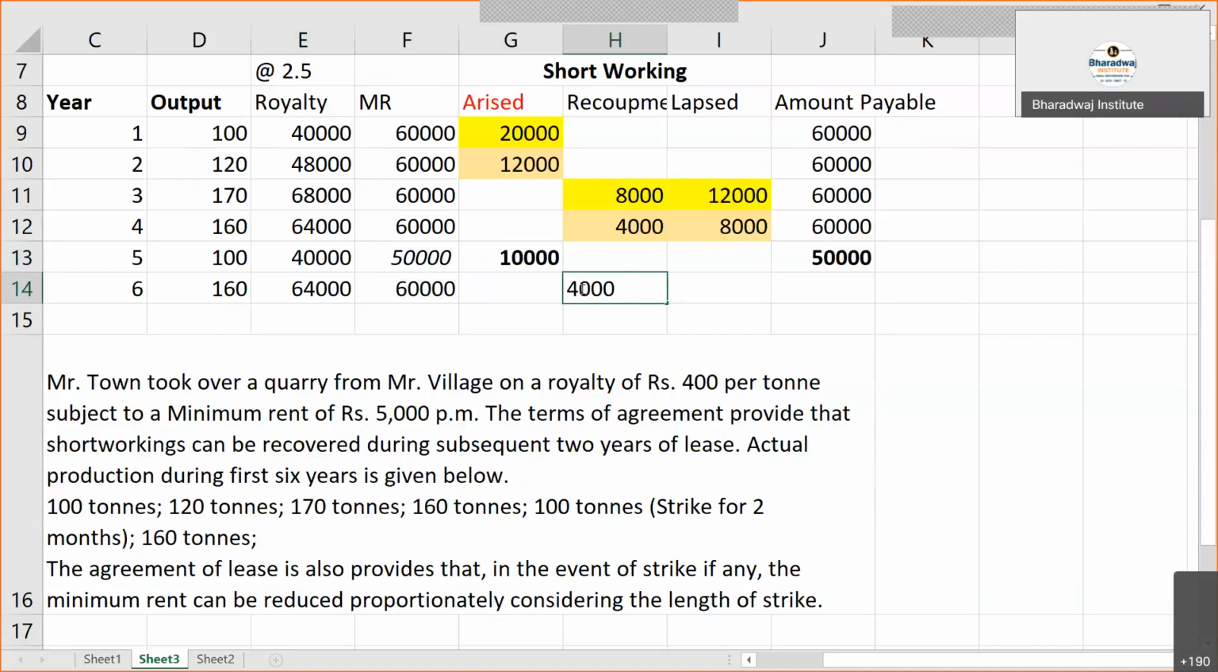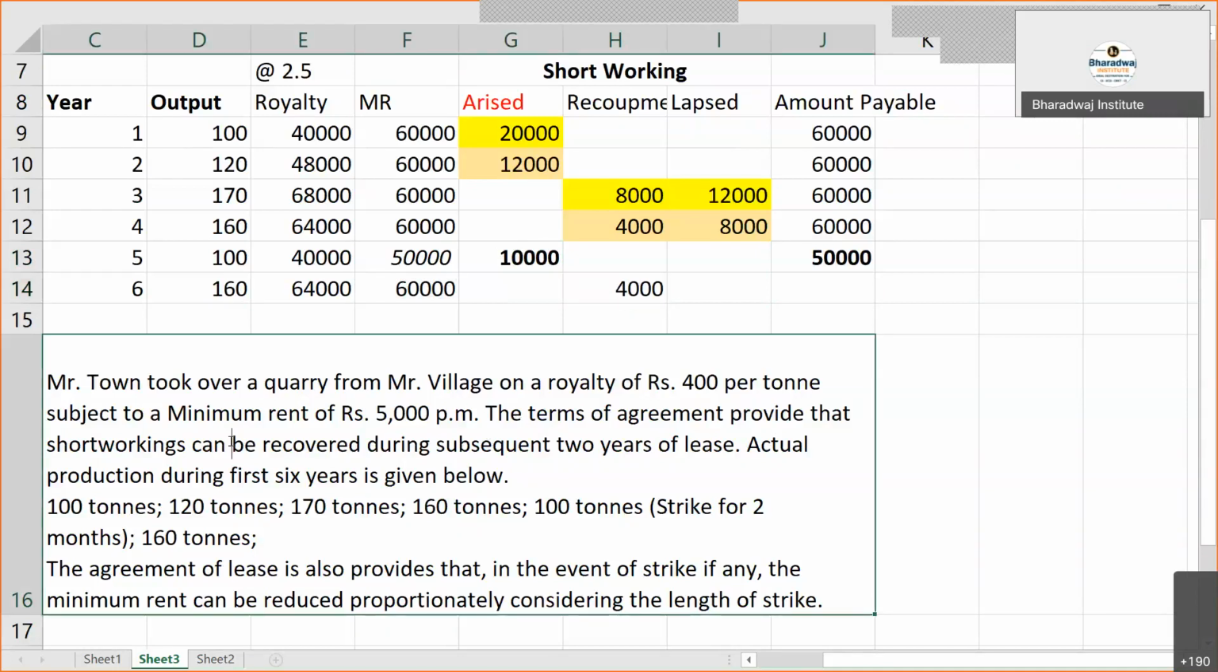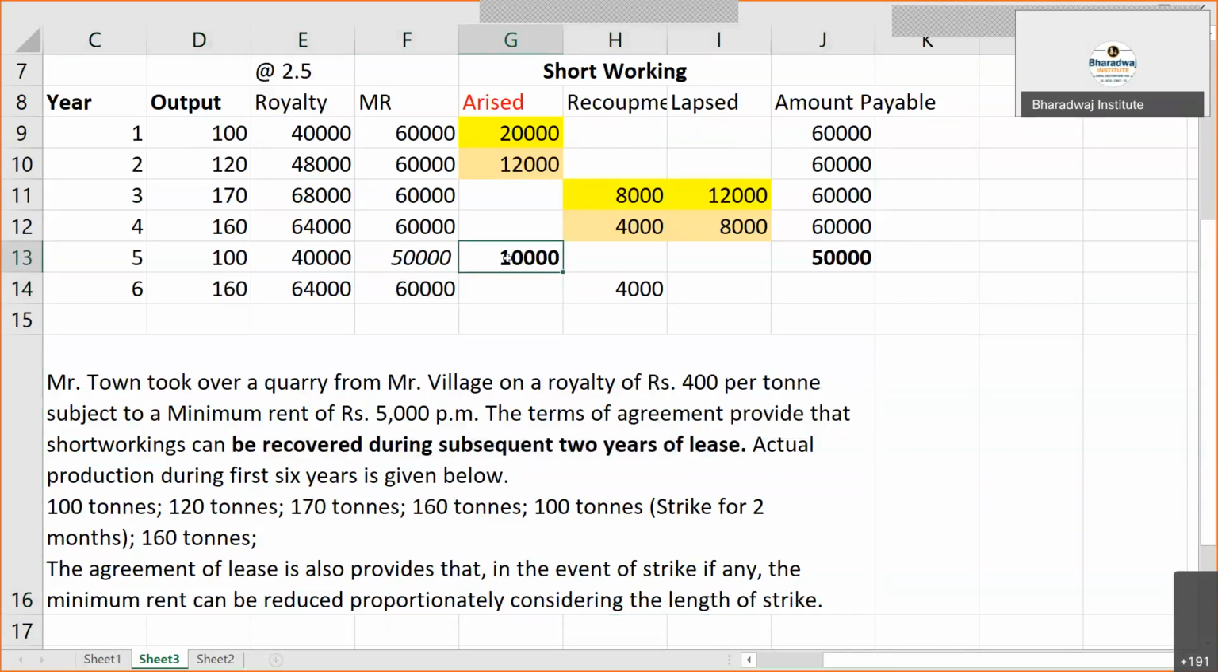No, sir. No. You can. No, you can recover. Look at the words used. Short workings can be recovered during the subsequent 2 years. Subsequent 2 years means if the short working arises in the 5th year, you can recover it in the 6th year as well as in the 7th year. The 7th year detail is not available to us. Only 6 years of information is available, which means out of 10,000, we adjusted 4,000. For the remaining 6,000, if there is a surplus available in the next year, you can adjust it. So that 6,000 will be carried forward to the next year.